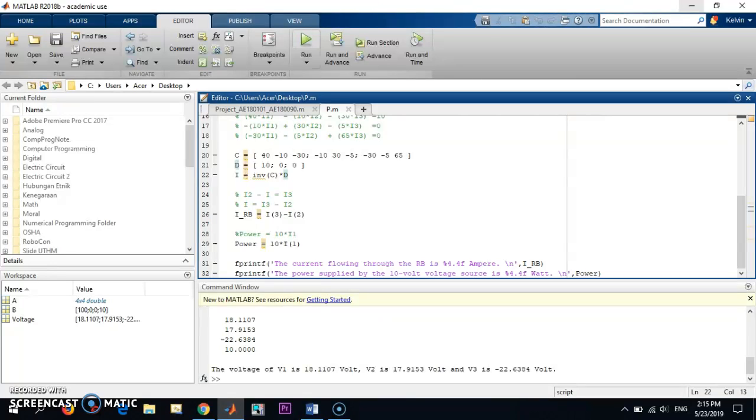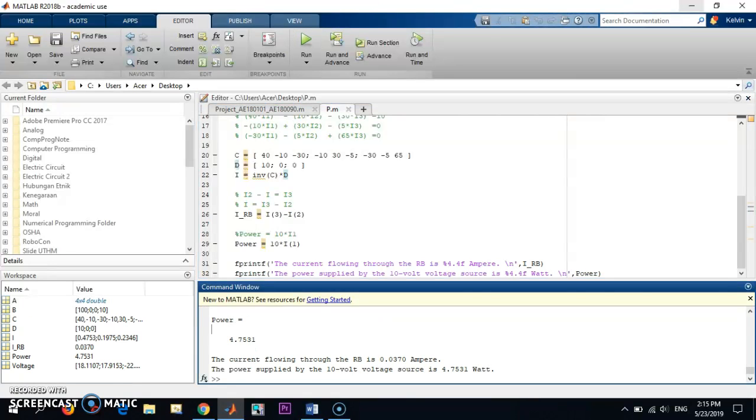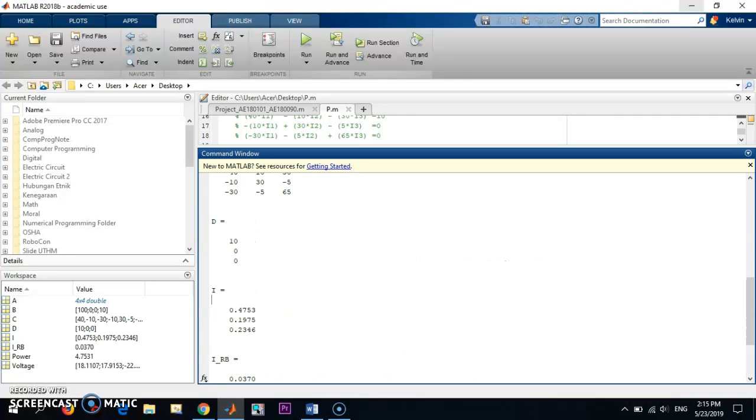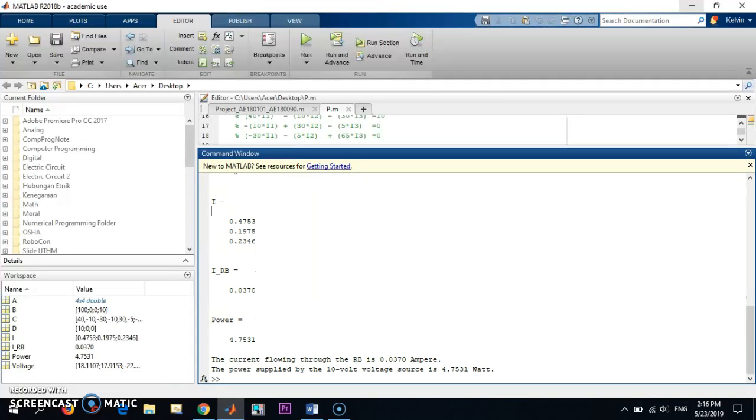Okay, so let's run our program now. So this is our matrix for C, this is the matrix for D, and this is the matrix for I1, I2 and I3. The IRB we get is 0.0370 and my power is 4.7531. So I write in a sentence: the current flowing through the RB is 0.0370 ampere and the power supplied by the 10 volt voltage source is 4.7531 watt.